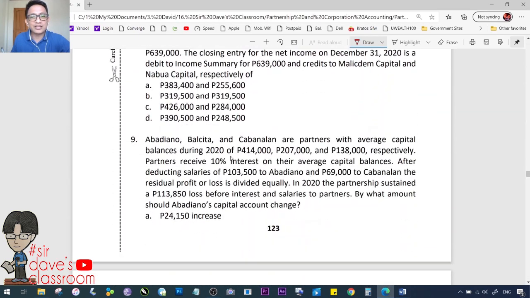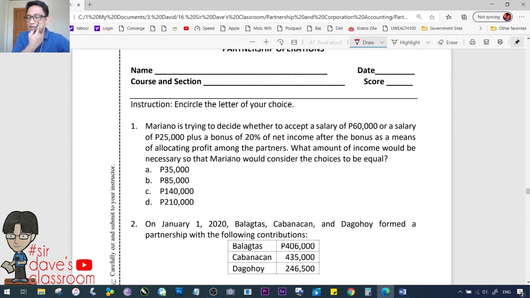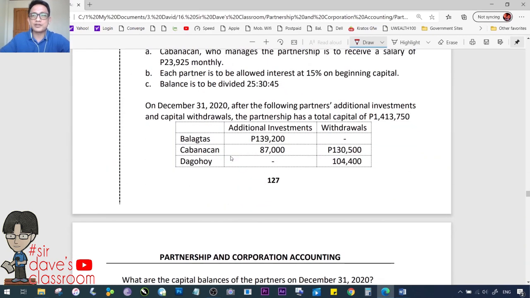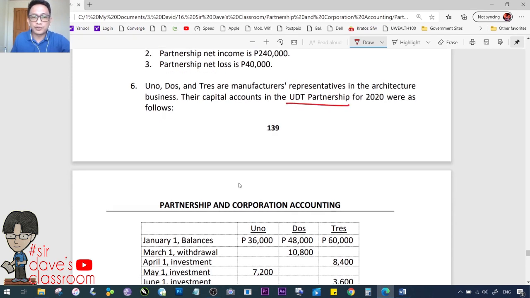Ano gusto yung sagutan natin dito? Alright, sagutan na lang natin yung may nakita ko kanina. Test for problem number 6. Okay, here it is. Alright, let us answer. 1, 2, and 3 are manufacturers' representatives in the architecture business. The capital accounts in the UDT partnership for 2020 were as follows.